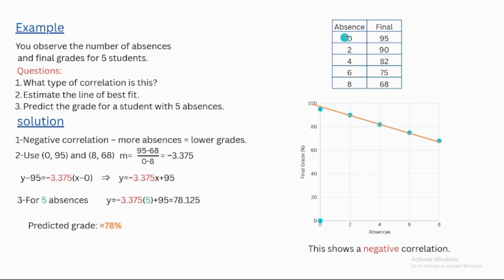The third question: predict the grade of a student with 5 absences. We will search for it. We can't get it from the data, but we can predict. For 5 absences, we will substitute in the equation we got. So we predict the grade equals approximately 78%.